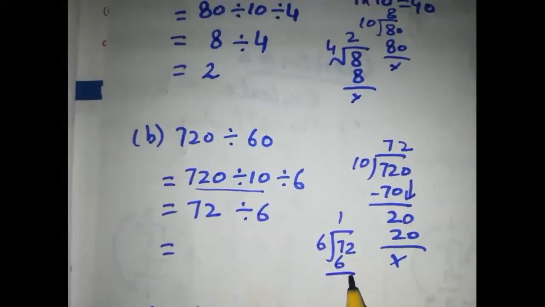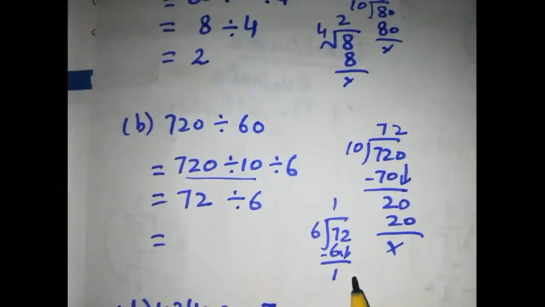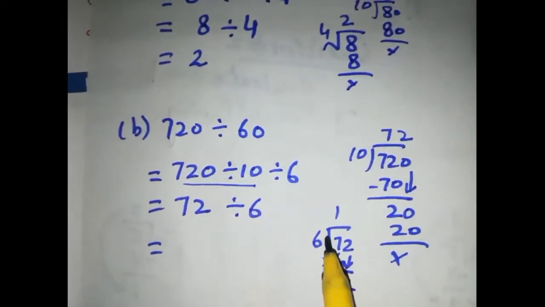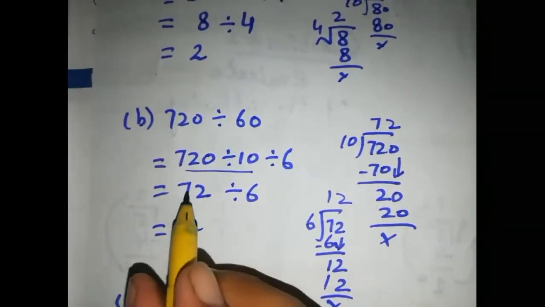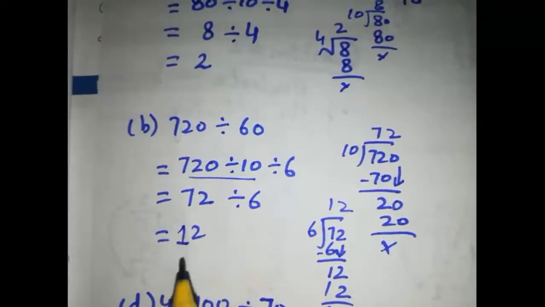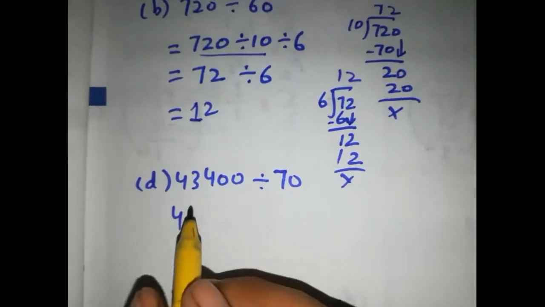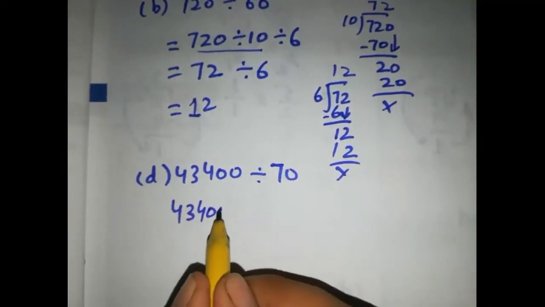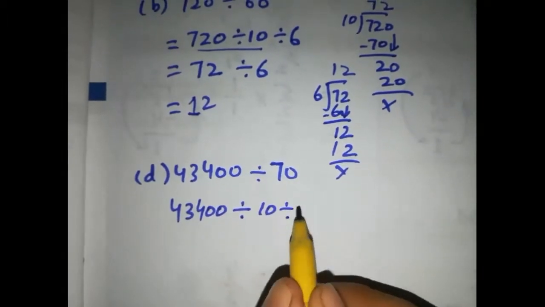6 ones are 6. By subtracting I will get answer 1, and this 2 moves below. Now 6 twos are 12. So by dividing 72 by 6 we will get answer 12. Now I will solve part D, that is 43,400 divided by 70. I will break 70 as 10 divided by 7.